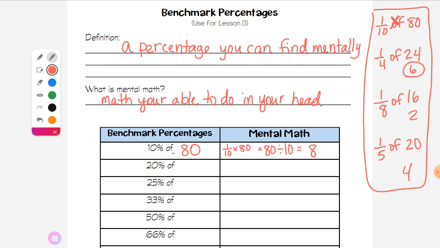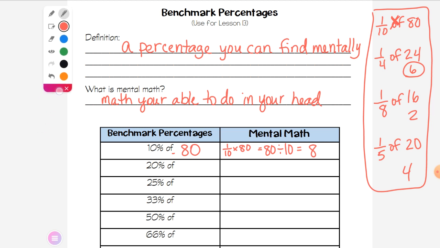So the math problem is 1/10 times 80. But multiplying by 1/10 is the same thing as dividing by 10. That's that reciprocal stuff. KFC: keep, flip, change. Multiplying by 1/10 is the same thing as dividing by 10. So 10% of 80 is 8. I'm going to show you another way to find 10% in just a second. But do we all agree that it's pretty easy to find 10% of something? You can use that as a benchmark, meaning you can build off of that.